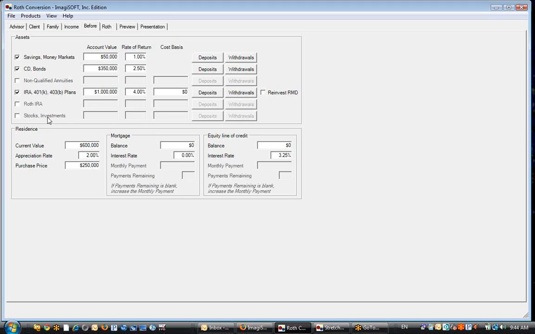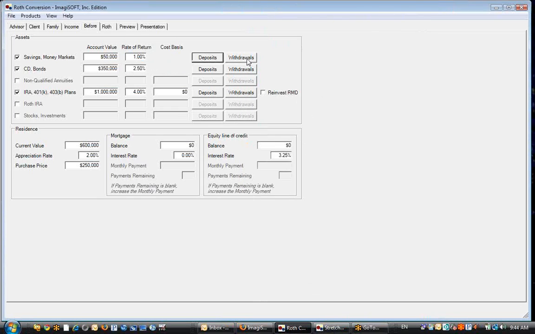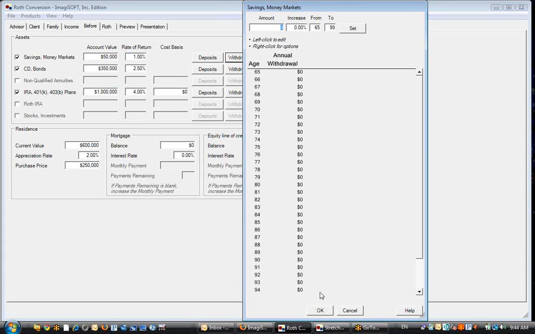The stocks and investments get taxed at a 15% rate. We know that's a simplified model, that it gets taxed as if it were at 15%, and I believe that rate is proposed to go up to 25% starting in 2011, so that rate is used. So again, you can put deposits in here with the from age through age, or withdrawals in any of these assets in the from age through age.